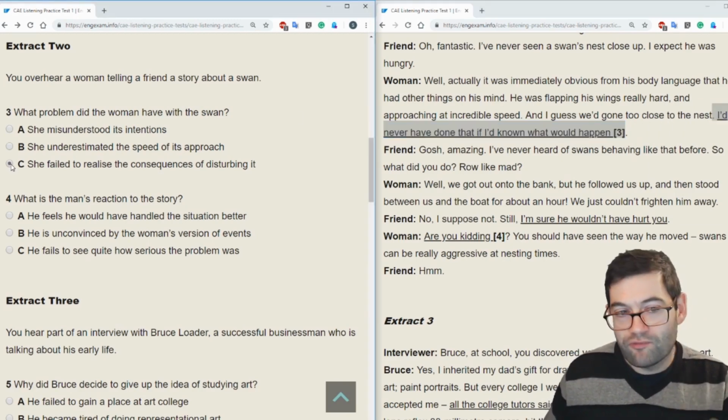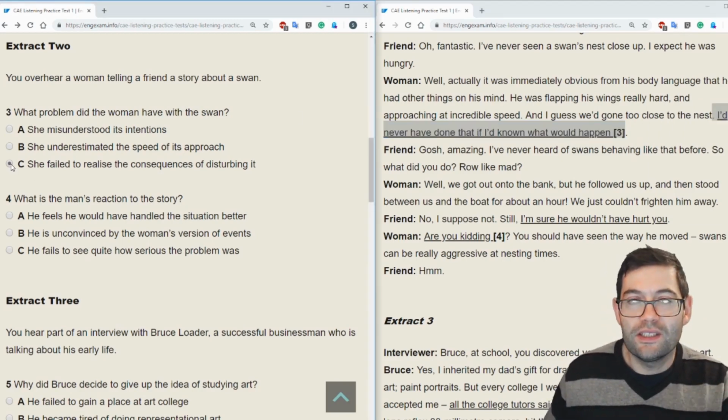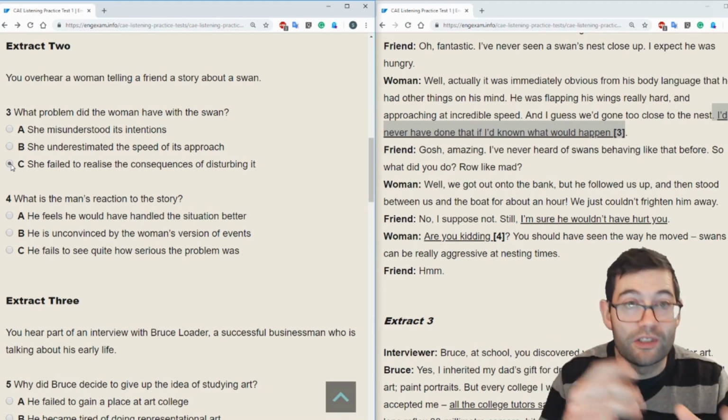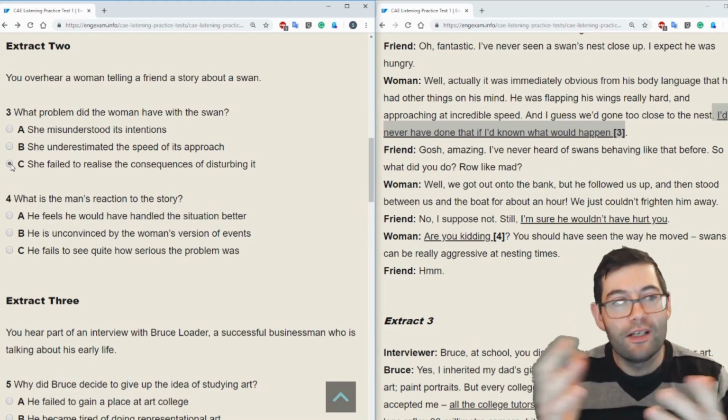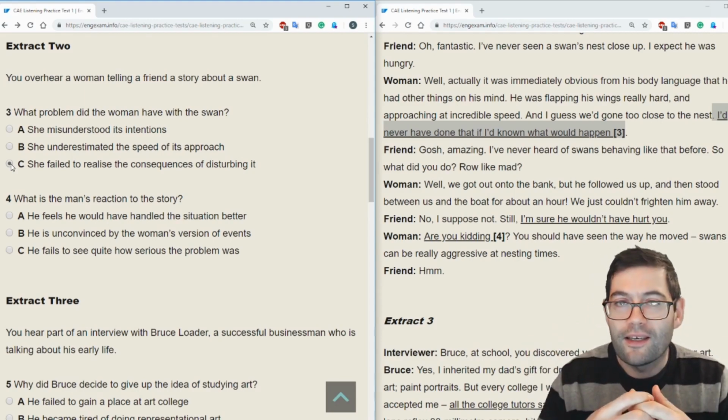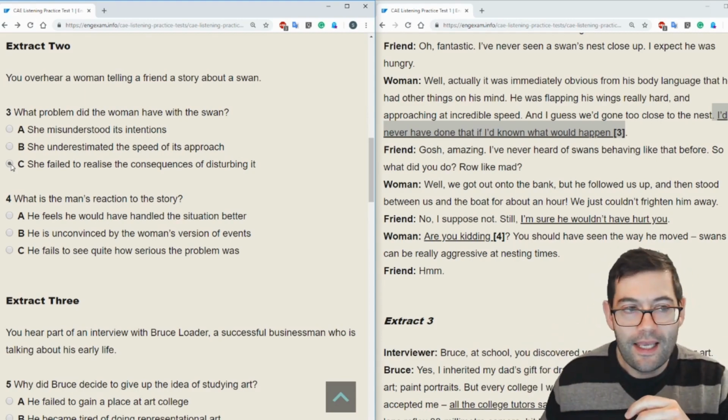She failed to realize the consequences of disturbing it. I'd never have done that if I'd known what was going to happen. In other words, if I knew what the consequences were, I clearly wouldn't have done that. It would have been a crazy idea. So this is the vocabulary link between C and the text.